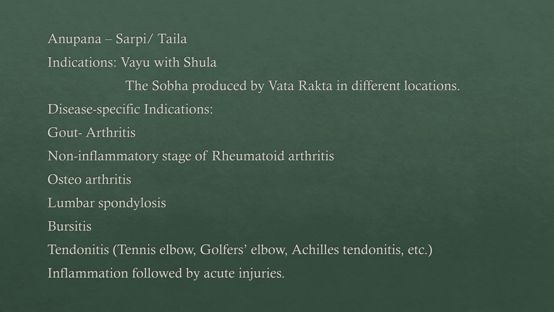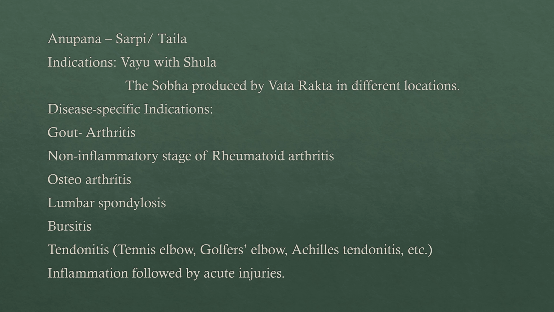As disease specific conditions, we can see gouty arthritis. In gout we can indicate it, and in the non-inflammatory stages of rheumatoid arthritis where we suspect Rakta vitiation, we can give it in the non-inflammatory state. We can't indicate Sarpi or Taila as Anupana in an inflammatory status, and the medicines are not supposed to do Samavata or Pachana here also. So we can indicate it in the non-inflammatory stage of rheumatoid arthritis.